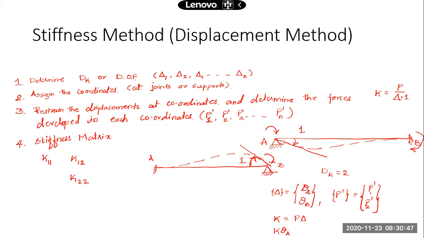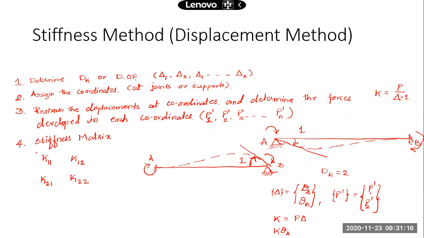Now, when I give the unit displacement in the second coordinate, at that time, if you are able to find the force in the first coordinate, it will be K21. It will give me one more element. What is this K21 representing? The force in the first coordinate due to unit displacement given in the second coordinate.